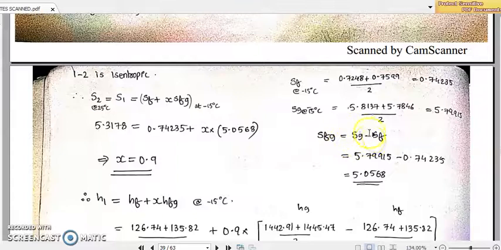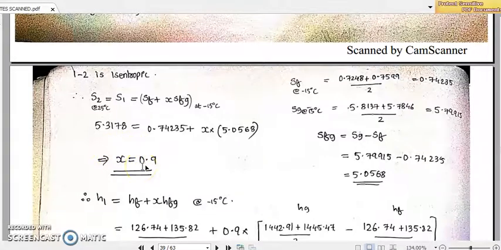Okay, but what is this SFG, or entropy of the vapor content at point 1? That will be SG minus SF. So that will be the difference of these values, and we will be arriving at 5.0568. So substituting this value here, the only unknown term will be X, or dryness fraction. We can solve this equation and find the dryness fraction as 0.9.